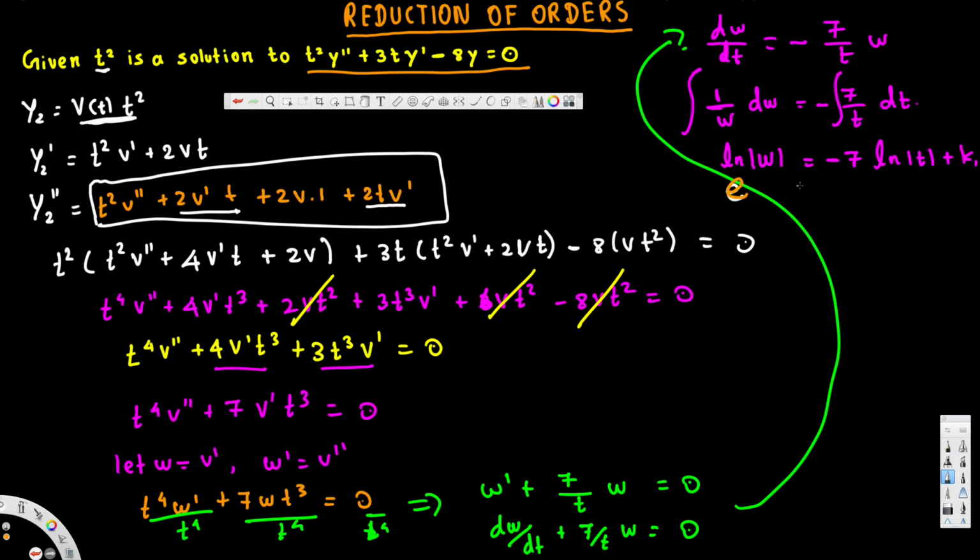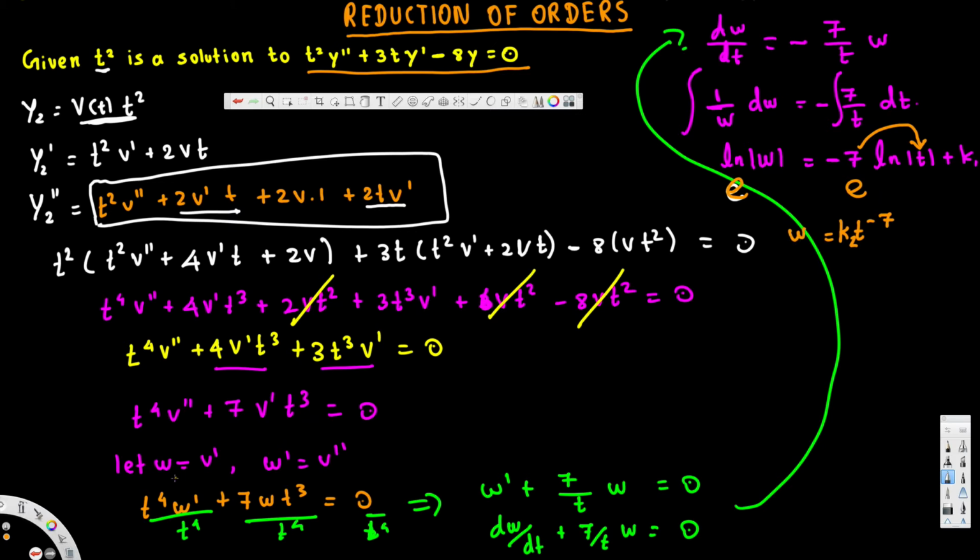So here we are powering e: e to the power ln w becomes w, and then e to the power negative 7 ln of t. We cannot get rid of this e in this way. We have to move this negative 7 to the power, so this is going to be t to the power negative 7. e to the power ln t to the power negative 7 is just t to the power negative 7, and here k1 is going to be e to the power k1. So instead of e to the power k1, we can write another constant, k2, t to the power minus 7. Now we have written the solution in terms of w.